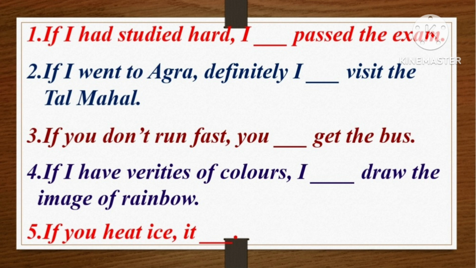If I had studied hard, I dash passed the exam. Second example, if I went to Agra, definitely I dash visit Taj Mahal. Let us see the third example. If you don't run fast, you dash get the bus. Let us see the fourth example. If I have varieties of colors, I dash draw the image of rainbow. Let us see the fifth example. If you heat ice, it dash.